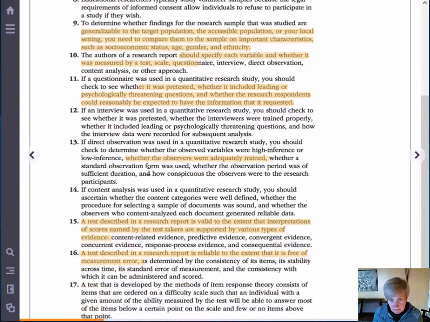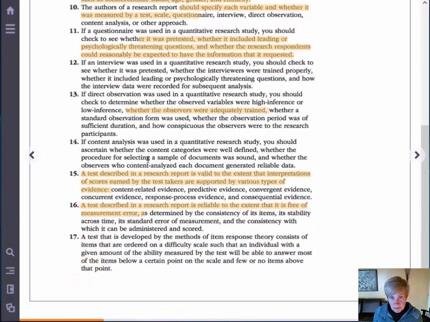Skipping down here to 13, whether the observers were adequately trained. That's if you're doing observations. You can't just say here, and they give an example of teachers all grading the same essay. Even with a rubric, their scores are vastly different. So there needs to be some training that goes on there, and you need to test to make sure that everybody eventually gets to similar marks so that there's similar interpretation of what's being observed.